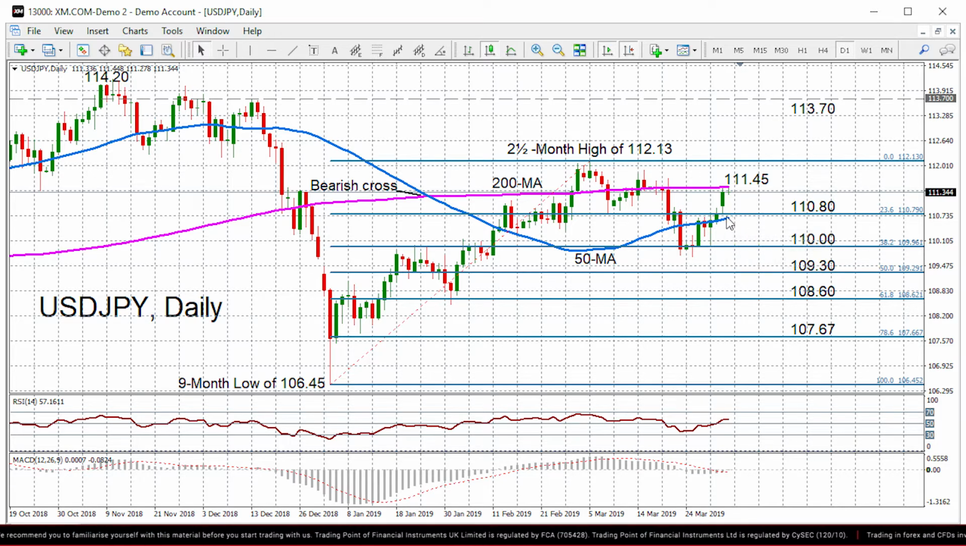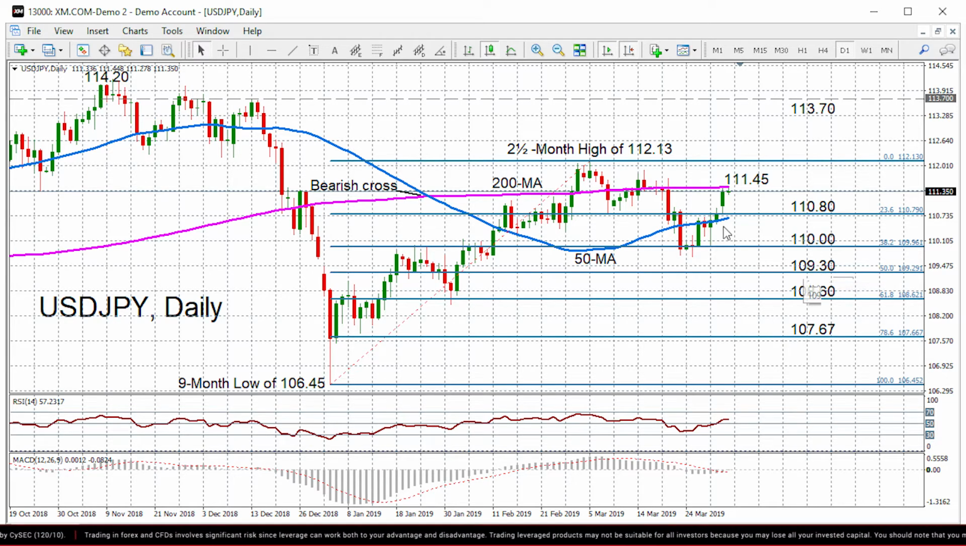Dropping below that key region would shift the near-term picture to bearish, and then we're likely to see the 110 handle coming into focus. That's the 38.2% Fibonacci, followed by the 50% Fibonacci, another key level, that's around 109.30.